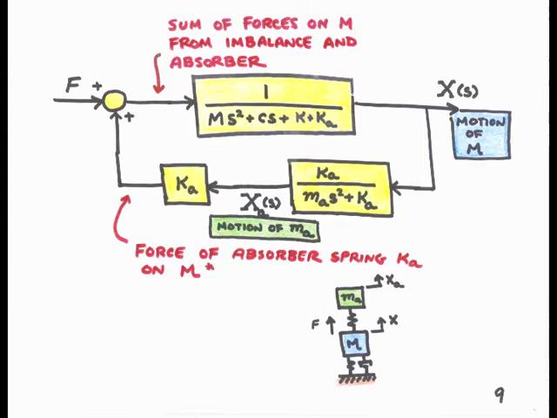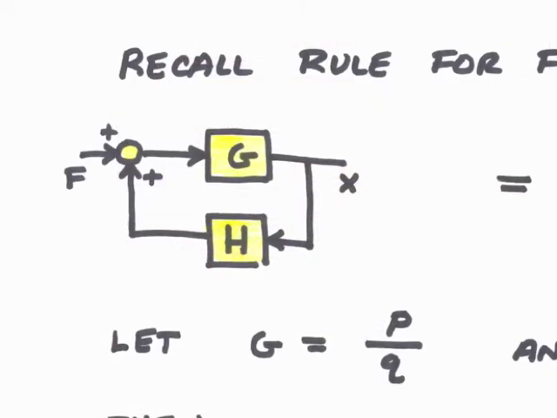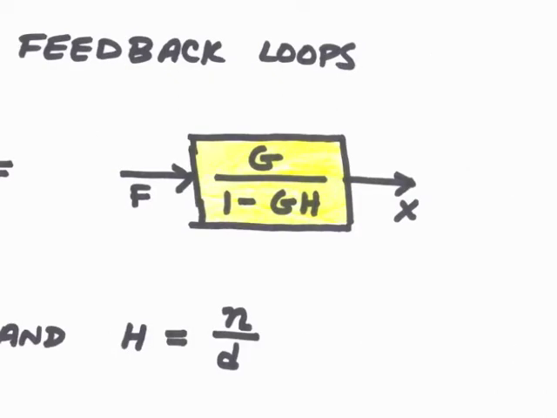Now let's recall the rule that we had for feedback loops. If we have a positive feedback loop between transfer functions g and h, as shown here, then if we collapse the feedback loop and find the equivalent transfer function between the input f and the output x, we'll find that that closed loop transfer function is g over 1 minus gh.